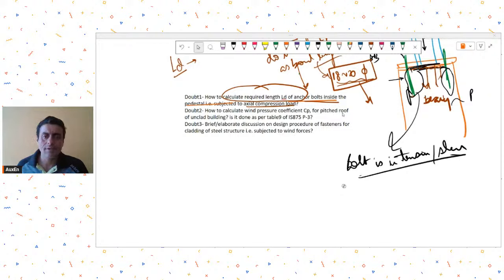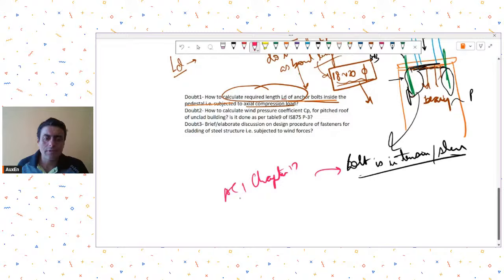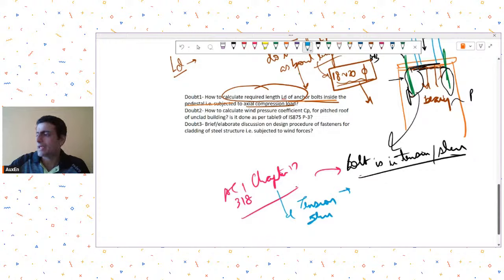Anyone in the live audience knows the code number for it? Okay, so I'll just give you the American context. In the American context, you have ACI 318 chapter 17. If you go to that, they have given you different failures of anchor bolts in tension and shear. So you have to check the requirements of bolts, and then different procedures are given on how to do the checking.